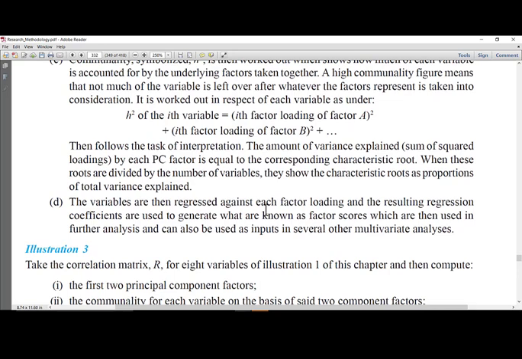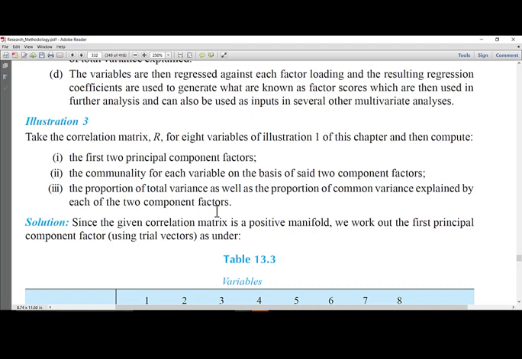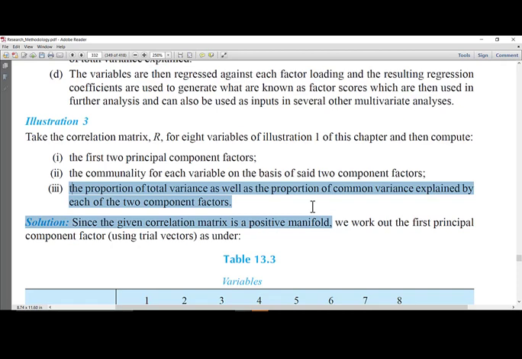Now, illustration 3. Take the correlation matrix R for the 8 variables of illustration 1 of this chapter, and compute the first two principal component factors, the communality for each variable on the basis of the two component factors, and the proportion of total variance as well as the proportion of common variance explained by each of the two component factors. Here, for illustration 1, the same correlation matrix is taken.